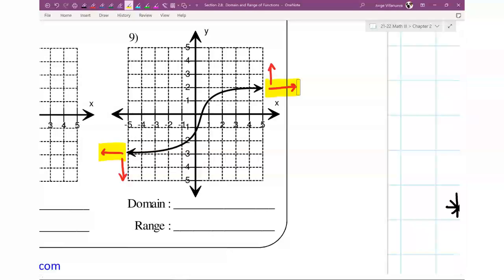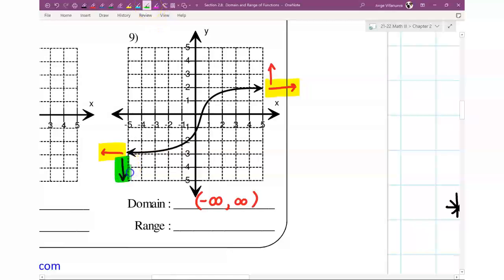Negative infinity to infinity, right? So remember, you're going to have to write it, type it out on your homework. Here, I'm just going to go like this. And remember, never include the infinities, put parentheses, right? How low will this thing go and how high will it go?